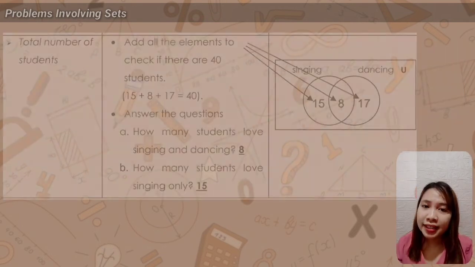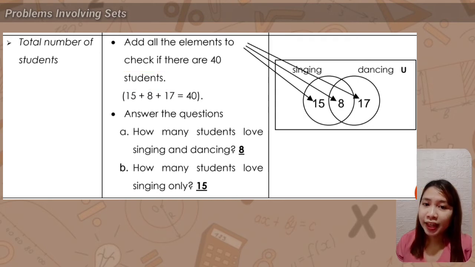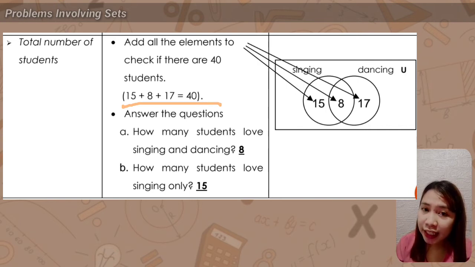And on our final step, kailangan nating i-add ang lahat ng elements para ma-check kung ito ba ay equal to 40. Because in our given problem, there are 40 students. Ayan, so 15 plus 8 plus 17 ay equals to 40.